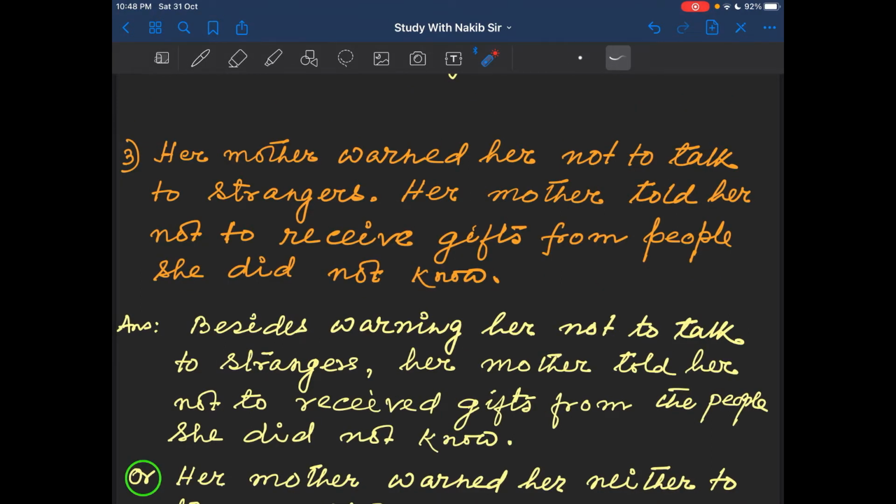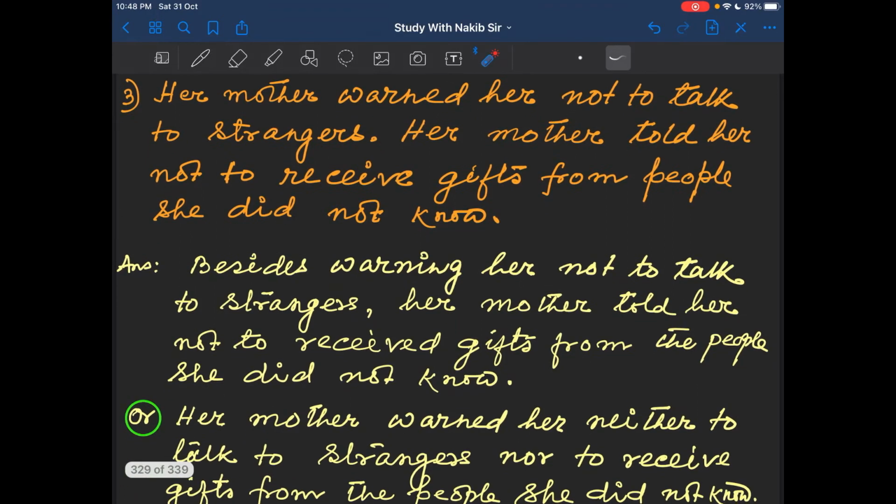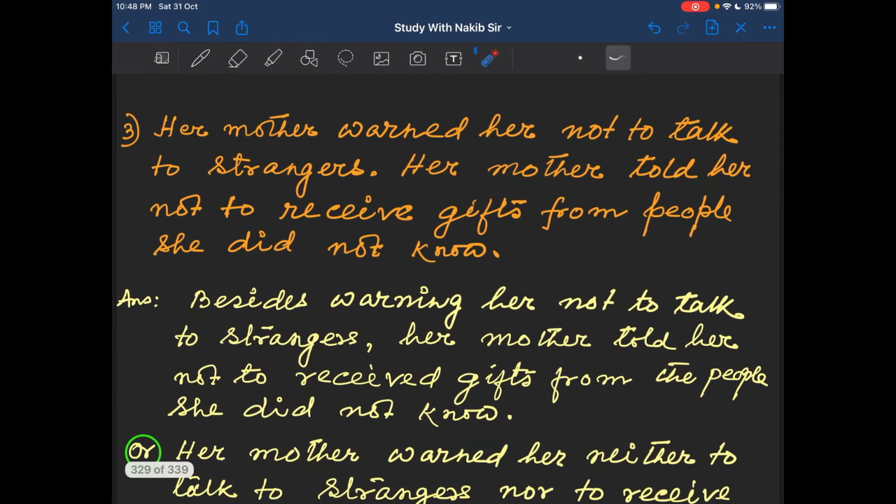Her mother warned her not to talk to strangers. Her mother told her not to receive gifts from people she did not know. Here the mother is telling her 2 things. The relation is don't do this, don't do this. So you can use and, but you can't use and because it is not allowed. So you can use besides and you can use neither nor to join these 2 sentences.